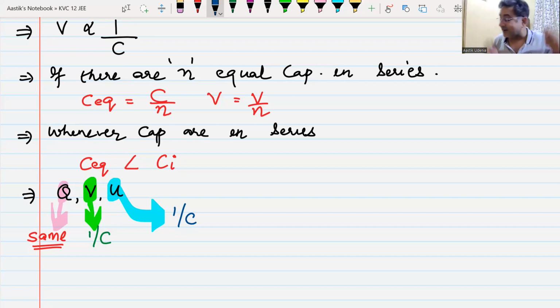So you can also forget that U is inversely proportional to C. But I am not going to sit in an exam or Bollywood test where they will ask me who is Allu Arjun and who is starring in Pushpa 2. But they are definitely going to ask you how energy is related to capacitance in case of a series arrangement. So remember that. That was all about series that we need to know.